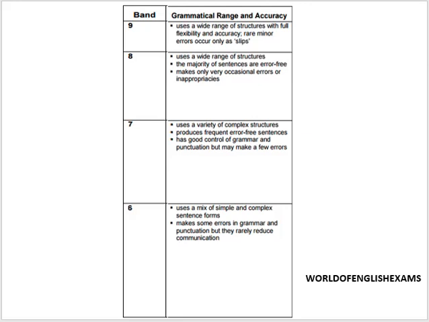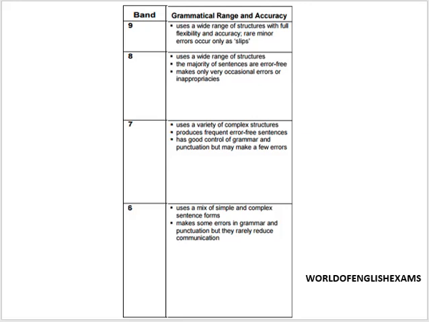Then let's look at band 7. Uses a variety of complex structures. Are you able to see? Which means you have to practice the various ways to write a complex sentence. And we have already seen, and I have already given a video about types of sentences, which I am going to link in the description box. So please check that and practice accordingly. Then the second point, produces frequent error-free sentences. That means mostly all your sentences are error-free. Then has good control of grammar and punctuation, but may make a few errors. So even though you are able to control the way you are writing a sentence, there are few mistakes. So the score will be 7.